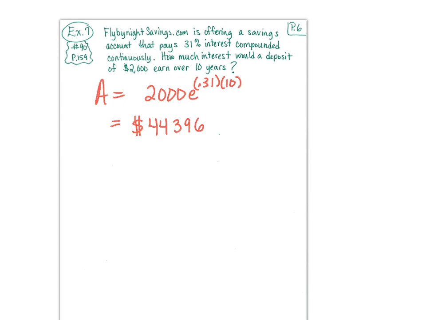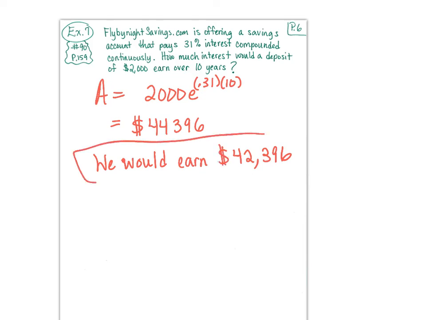No, it's not. Why? That's right. You have to subtract your $2,000, which was your initial deposit. Good. So, how much would we earn? $42,396. Good. We would earn 42,396. That's if you're rounding up. But if you're exact, you will get 42,395.90. Okay? Good. What questions do you have? Okay.